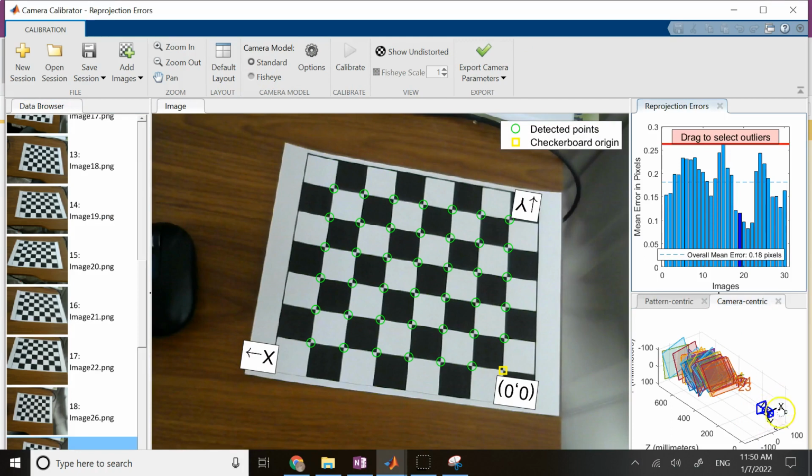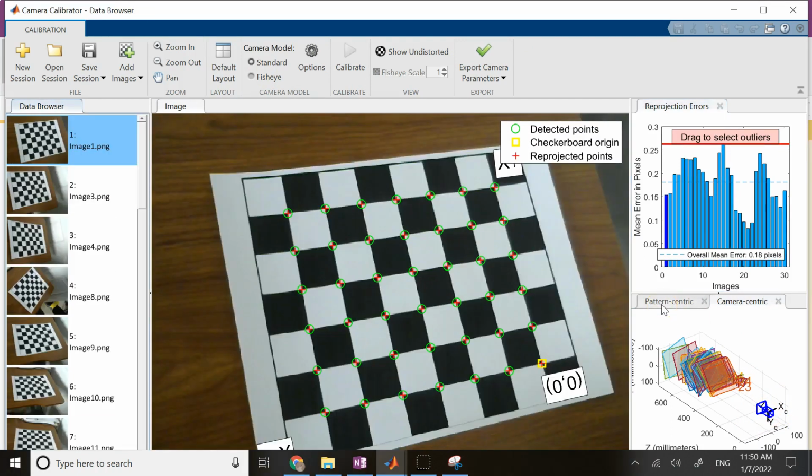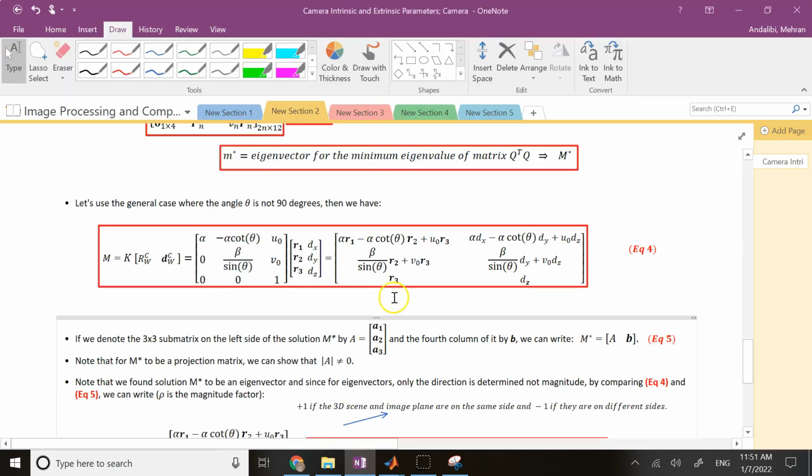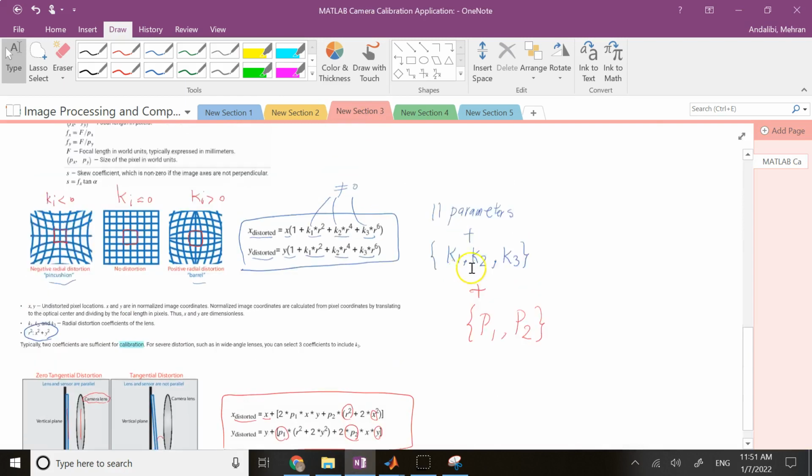It shows a camera-centric view or a pattern-centric view. I recommend you use pattern-centric. Why? Because the camera-centric one is like you put the camera in a fixed position and orientation and move the chessboard around the camera. The pattern-centric one is what we did. We put down the chessboard pattern, did not move it, but we did move the camera around and rotate it. So this is the realistic picture of what we did, which you can see here, right?